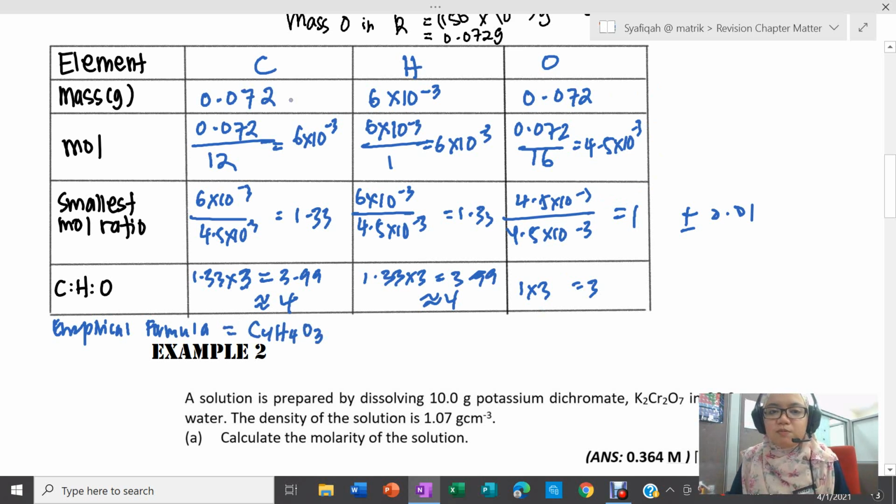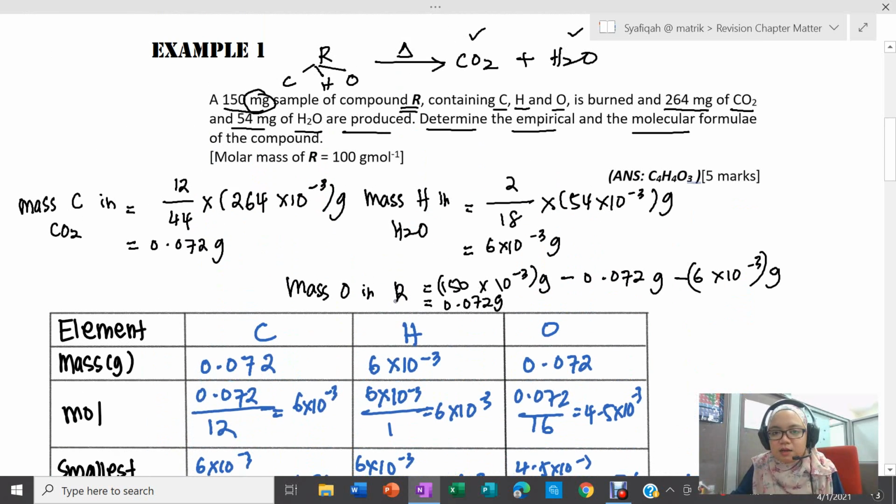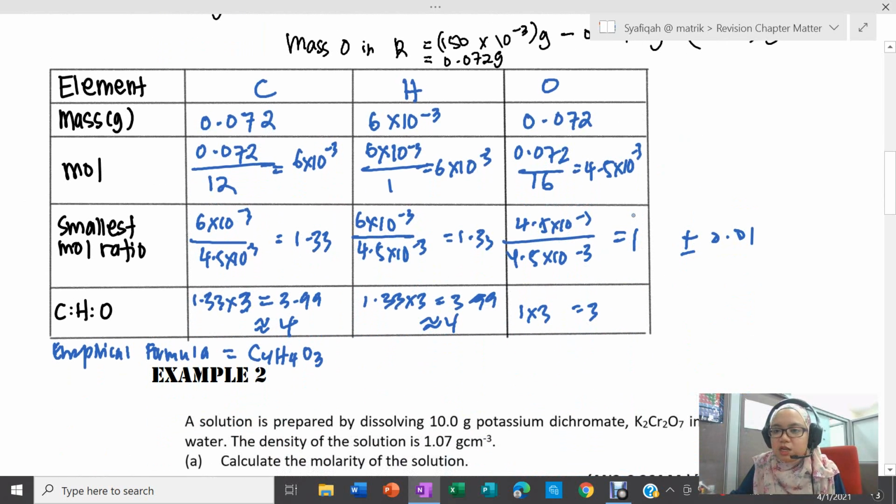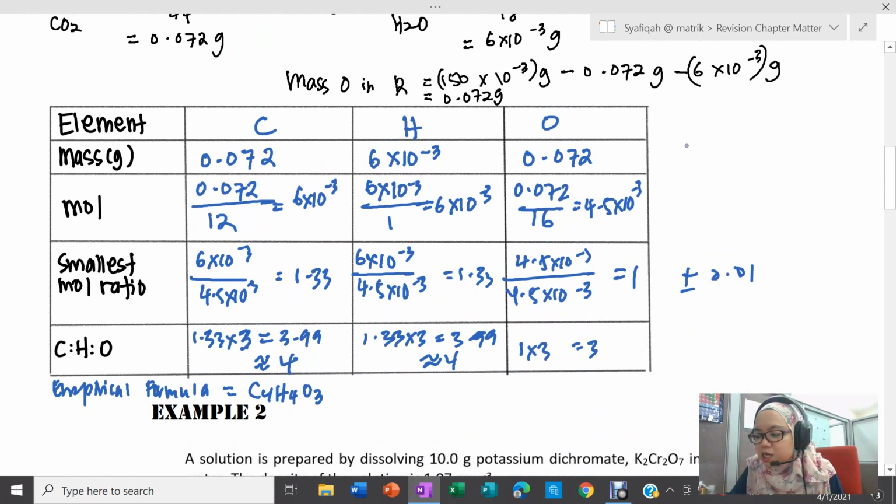So, biasanya you akan dapat markah. Mass, kalau semua mass betul 1 mark. Semua mol betul 1 mark. Okay, ratio semua ni 1 markah. And then, the correct answer for empirical formula 1 markah. Okay, lagi 1 markah kat mana? Dia punya molecular formula. So, how to find the molecular formula?